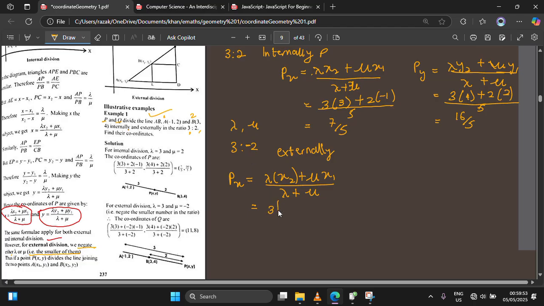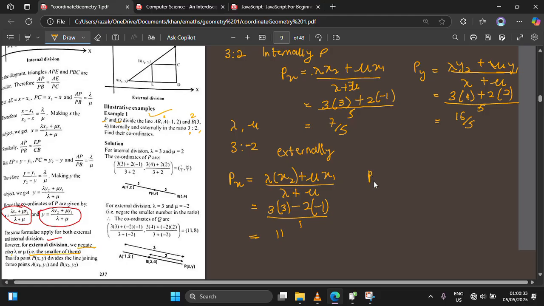So 3, everything remains the same, plus just that now we have negative 2 here. So let me just make it negative, so that makes sense. So we have negative 2 here, then minus 1 over 1 plus 3 minus 2 now. So we have 9 minus 2, that's 9 plus 2, so 11 over 1. So px is now 11.